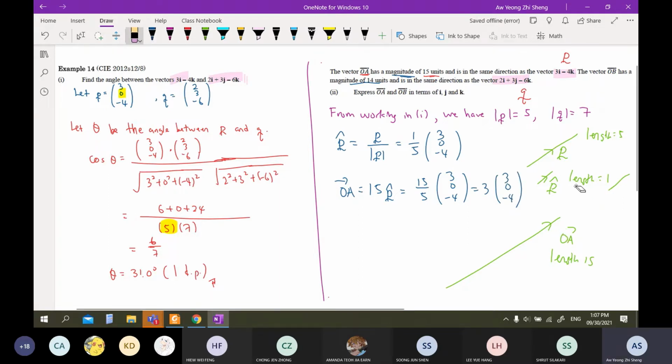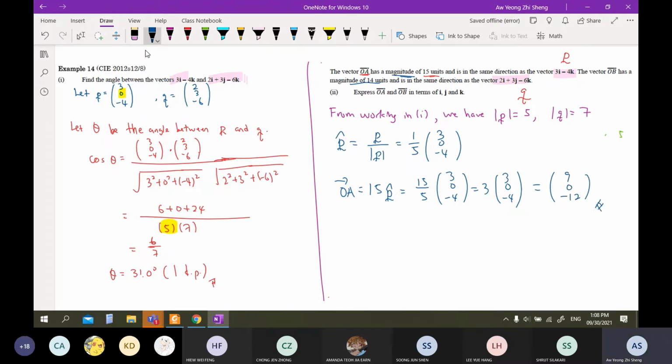Yeah, just erase all these diagrams. And that will give you (9, 0, -12), and that's it. In terms of IJK, this question you can't leave it in the bracket form because they want you to give it in terms of IJK. They are forcing us to write in terms of IJK, so we have to go one line further, and this is 9i minus 12k. Okay, done.